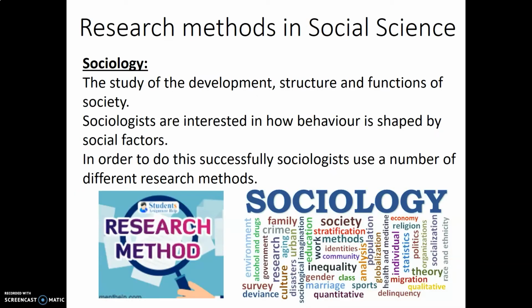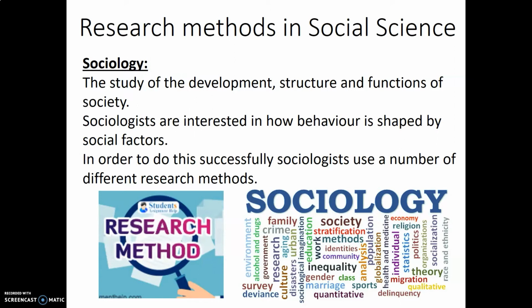So, sociology, on the other hand, is quite different to psychology. Sociology is the study of the development, structure and functions of our society, so we're interested in the place we live. What we're actually interested in understanding, though, is how behaviour is shaped by social factors that exist within our society. Whilst psychology is concerned with studies of the mind, sociology is more concerned with social upbringing and our experiences and how those shape us into the humans that we are today.